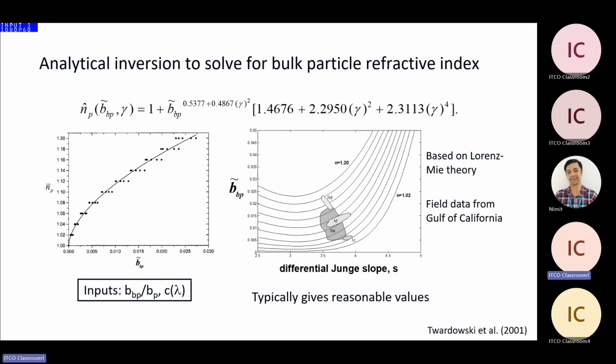So yeah, Zhangping showed this. I'll just show it really briefly. There's also an analytical inversion we developed to solve for the bulk particulate refractive index. This is the simple relationship here. So refractive index is a function of the backscattering ratio. And it's a pretty tight relationship, but if you include the slope of the attenuation spectrum, which I'm not going to get into, you can do quite a bit better, actually. So that's that full equation at the top here.